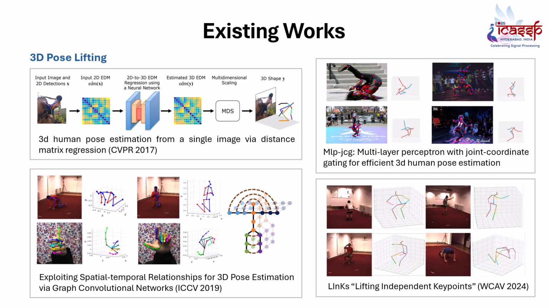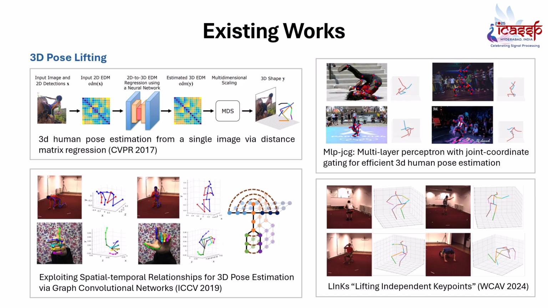3D pose lifting has been widely studied as a way to infer 3D key points from 2D pose detections. This reduces the need for extensive 3D motion capture setups. Early works relied on geometric constraints and optimization techniques, but these methods were often sensitive to noise and occlusions. More recent approaches leverage deep learning, where multi-layer perceptrons and graph convolutional networks have become popular choices.